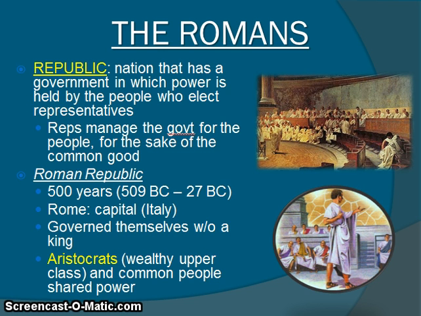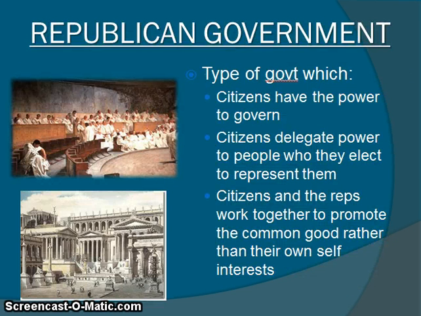This comes again from the ancient Romans. The ancient Romans set up a government in which we, as the citizens of this country, have the power. And so we have essentially what's known as popular sovereignty. We elect or delegate our power to people, and then the citizens, along with the representatives, work together to promote what's known as the common good. And I will talk about the common good in later lessons.